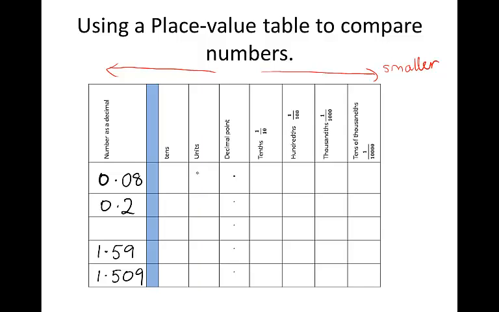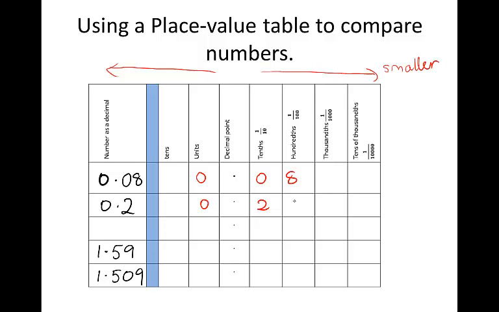Keeping that in mind, let's have a look at what happens when we put a 0.08 and a 0.2 into the place value table. Remember that we're trying to work out which one is bigger, which one is smaller. 8 does look like it's much bigger than 2, but of course it all depends on the column or the place value that that number is in. In this case, we can see that the 8 is in the hundredths column and the 2 is in the tenths column, and we know that tenths are much bigger than hundredths, so 0.2 is clearly bigger.